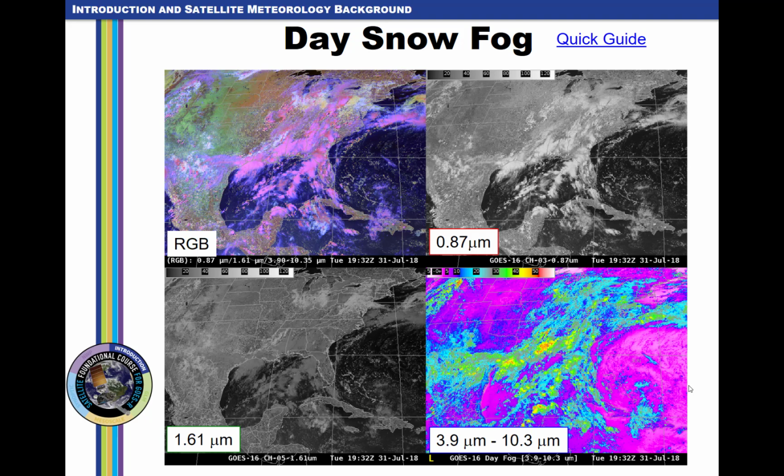Day snow fog combines the veggie band at 0.86 micrometers, the snow ice channel at 1.6 micrometers, and the day fog brightness temperature difference, 3.9 minus 10.3. Because it includes 0.87, for which clouds are highly reflective, and 1.61, for which wavelength ice clouds are not highly reflective, this is one of several RGBs that allows a user to distinguish between cumuliform and cirriform clouds, and between cumulus clouds and snow. For this RGB, a gamma of 0.59 is applied to all bands, and that emphasizes the low end of all ranges.